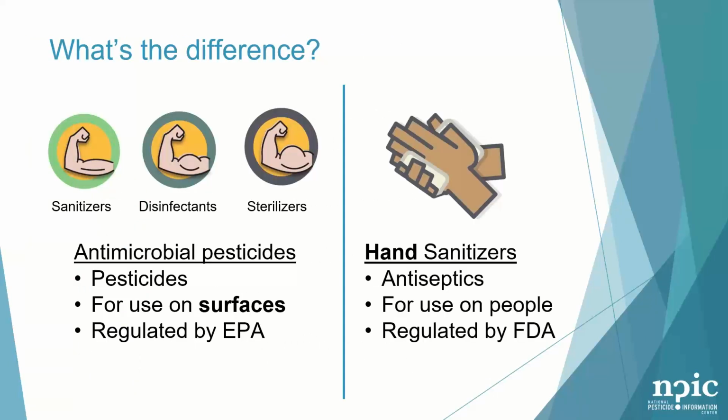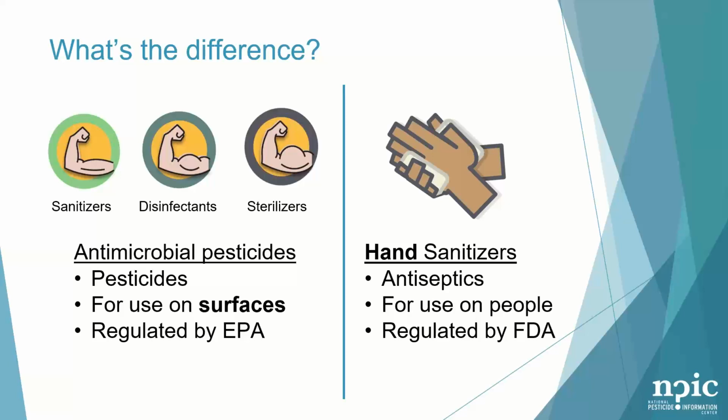One more distinction is the difference between antimicrobial or disinfectant things and antiseptic things like hand sanitizers. This is a common confusion among the general public, probably not as much among clinicians, but pesticides are for use on surfaces only. They're not for use on people. So even if they share an active ingredient with something that comes in a hand sanitizer, like alcohol, commonly used in both antimicrobial disinfectants and in hand sanitizers, for example, only one of them, the hand sanitizer, is for use on people.